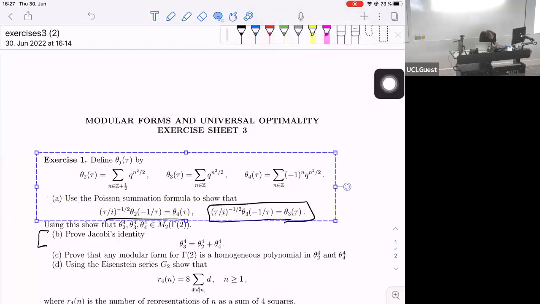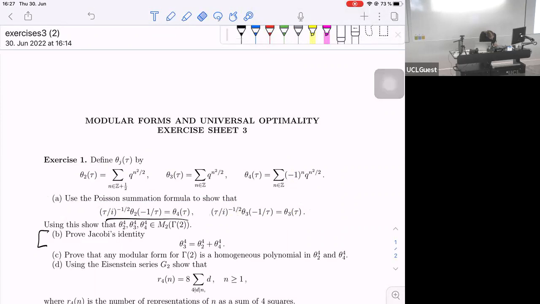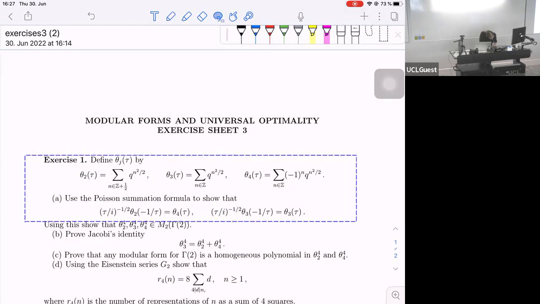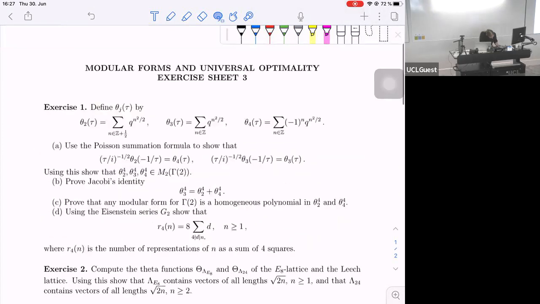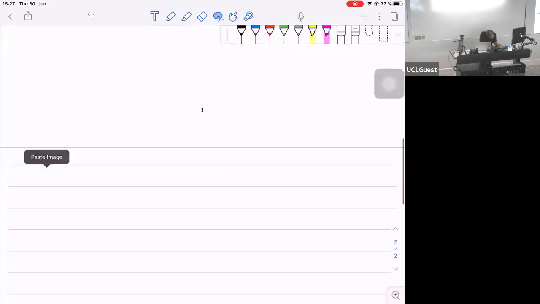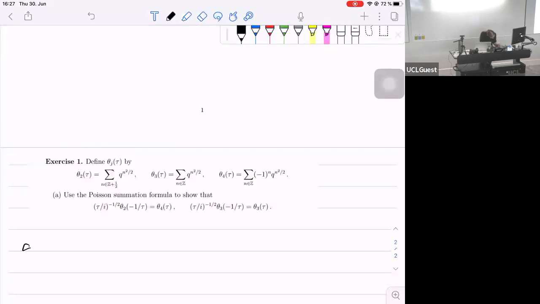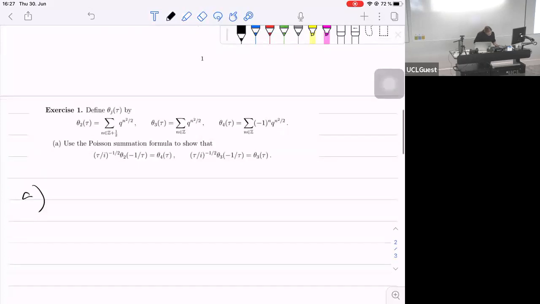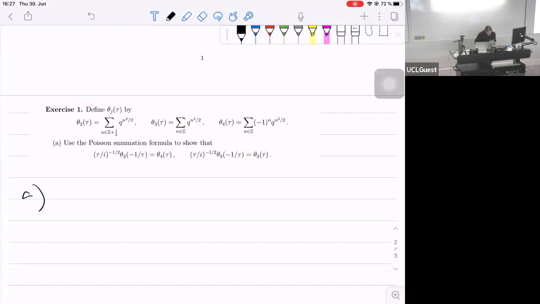Let me get rid of the little annotation and copy that below just for reference. So the whole point of this part is to use the cross transformation formula to check these transformation properties. And I'll just quickly write down what that cross transformation formula is.